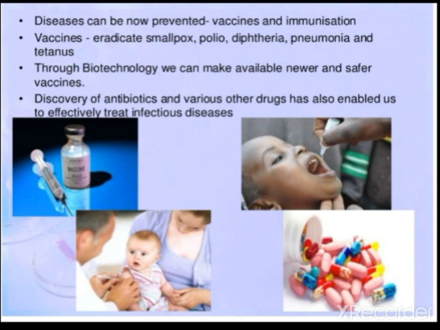Through biotechnology we can make available newer and safer vaccines. The discovery of antibiotics and various other drugs also enabled us to effectively treat infectious diseases. By vaccination or immunization we can prevent the disease. What do antibiotics do? They help you come out of the disease. For COVID also we are trying to prepare a vaccine. If we get a vaccine, automatically the disease can be controlled.